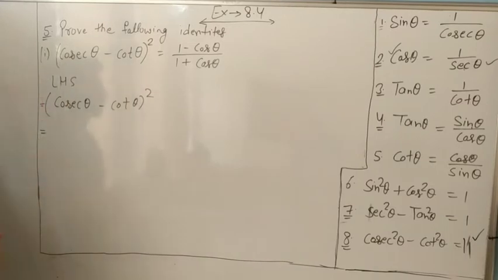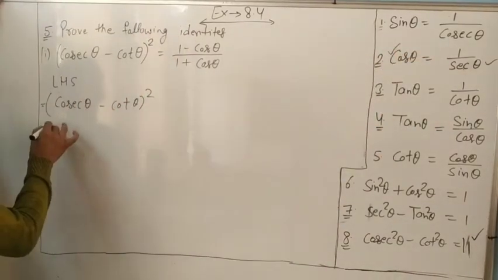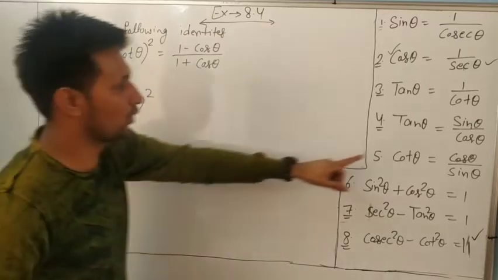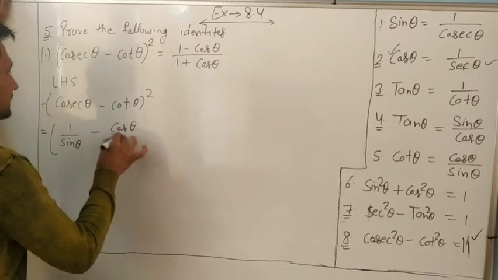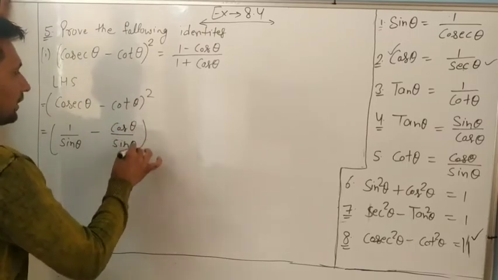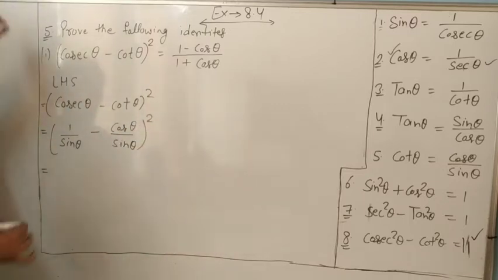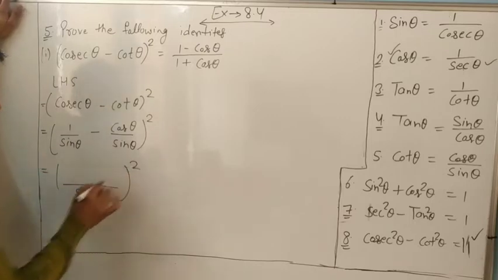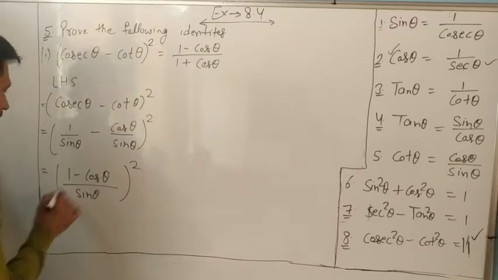So for cosec theta, what will we do? Always change into sine or cos. Cosec, can we change it into sine? Yes. Cosec is 1 by sine theta. Cot is always cos by sine. Always we will try to write in cos and sine. And look, again these two are fractions, and how can we subtract fractions? By taking the LCM, sin theta, sin theta. That is 1 minus cos theta here.